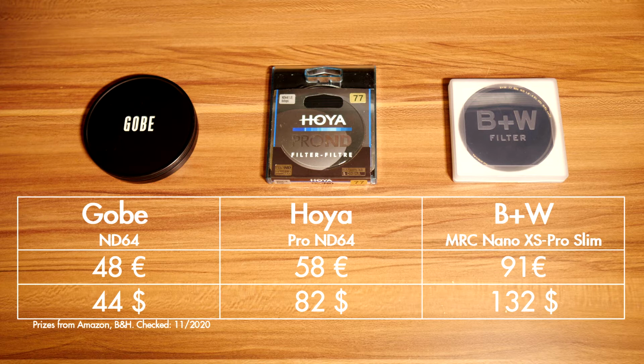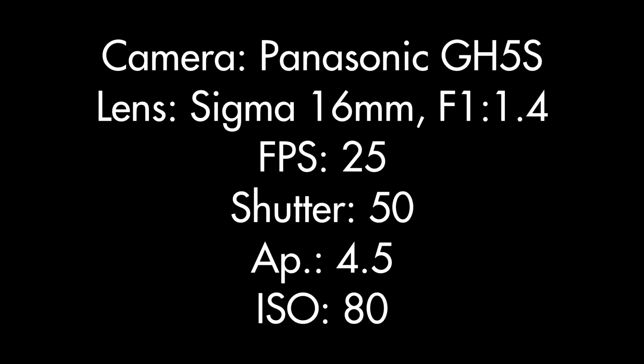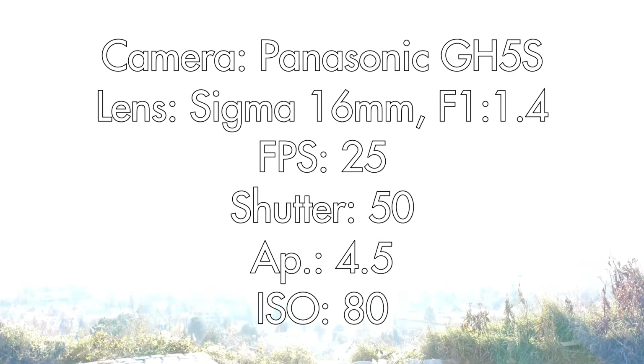All of them are solid, all of them offer a 64 times filter factor, which provides a 6-stop exposure reduction. For example, if I want to film in bright daylight on 4.5 aperture and 50 shutter speed, then this is what I get even on ISO as low as 80, a totally overexposed image. Now let's look at the 6-stop exposure reduction by the ND filters, starting with the Gobe.